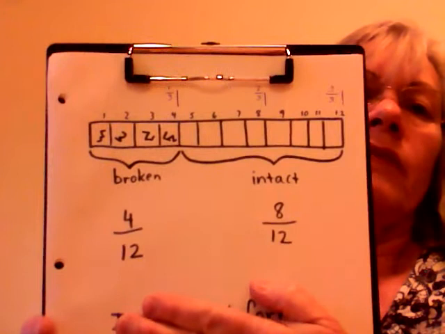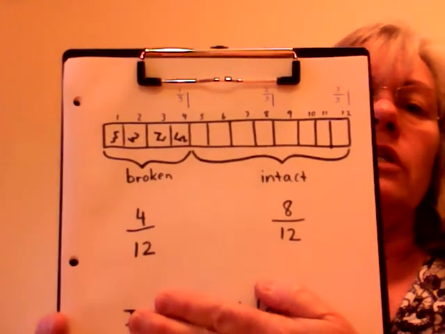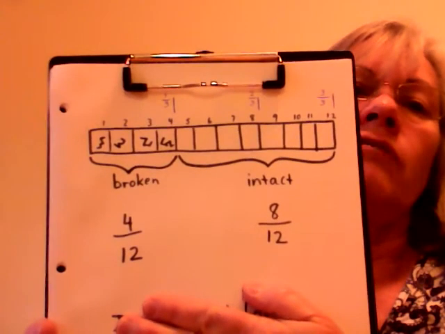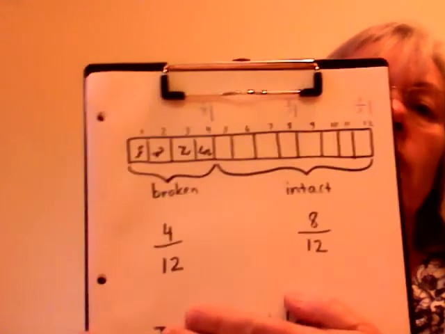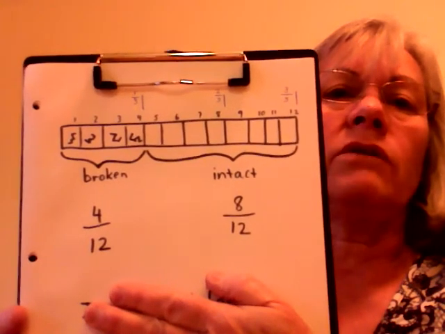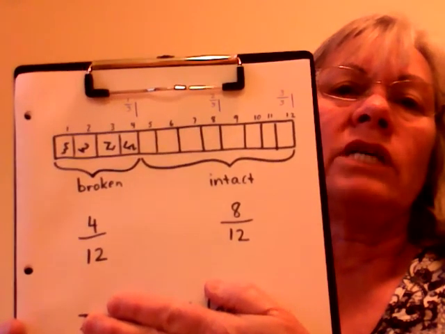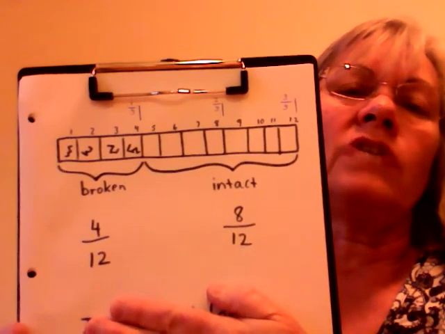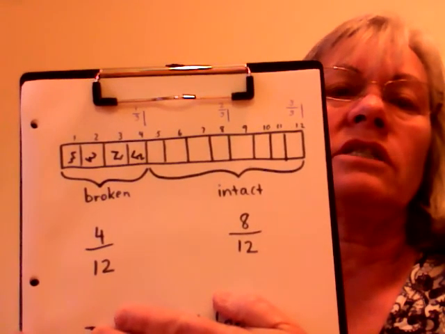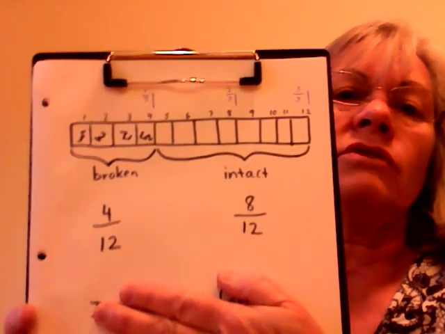The situation we'd like to figure out is how many window panes are intact or not broken. Once again, I've drawn my bar model with 12 pieces because the window has 12 panes. Each pane is 1/12 of the whole window. I've indicated the equivalent fractions like a number line just above the bar model. There's 1/3, 2/3, and 3/3 marked off for reference points. I've also shown the fractions below.